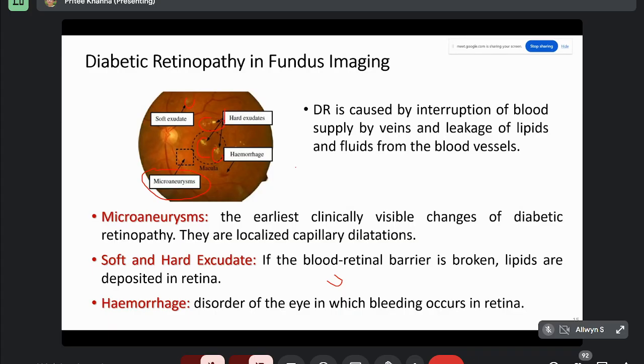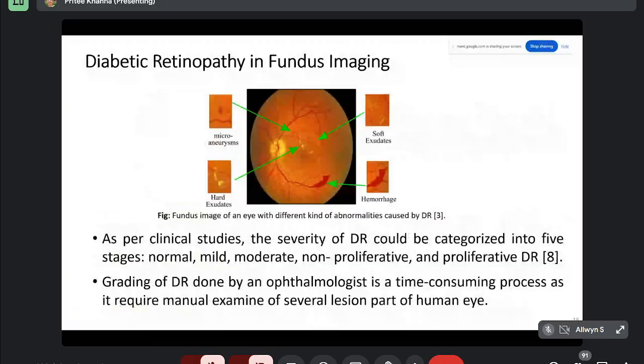When the disease is visible, in case of hemorrhage and exudate, there is no problem, right? But we want to detect it at the onset. What are soft and hard exudates? The blood retinal barrier breaks down and the lipids are deposited in the retina, and in the hemorrhage, bleeding occurs in the retina, right? So these are the things we need to focus on when we want to look for diabetic retinopathy.